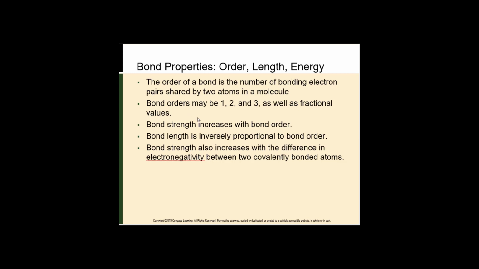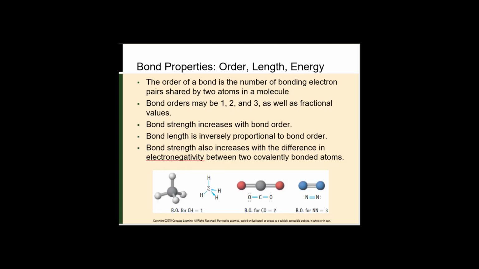So looking at bond order, the order of a bond is the number of bonding electron pairs shared by 2 atoms in a molecule. We will encounter bond orders of 1, 2, and 3, as well as fractional bond orders. When the bond order is 1, there's only a single covalent bond between a pair of atoms. Some examples are like H2 or NH3 or CH4. So here's an example of CH4. So there's only one bond between a carbon and a hydrogen here.